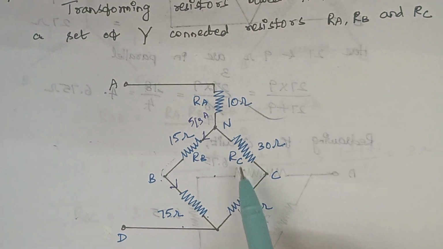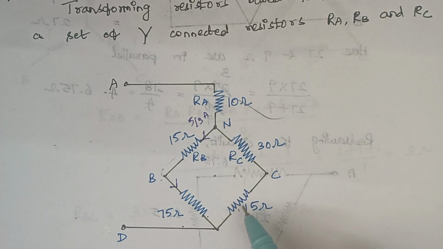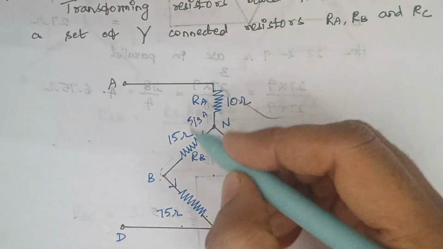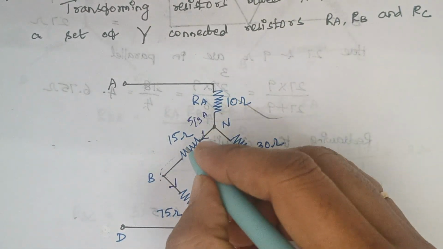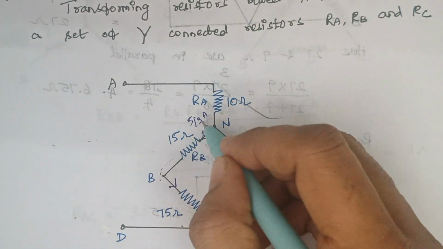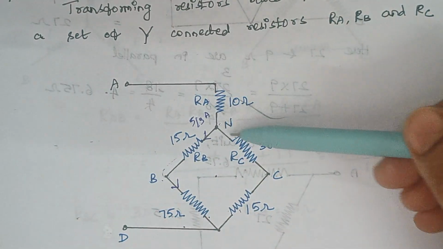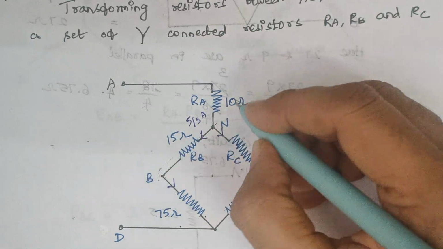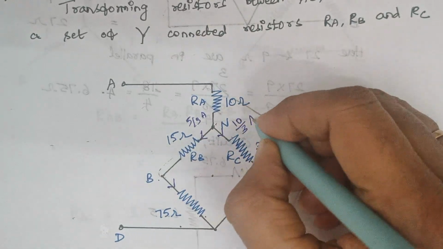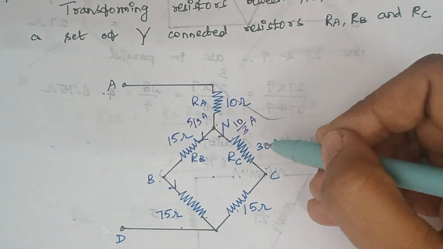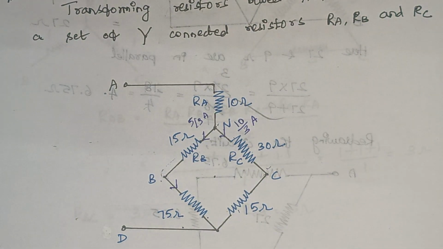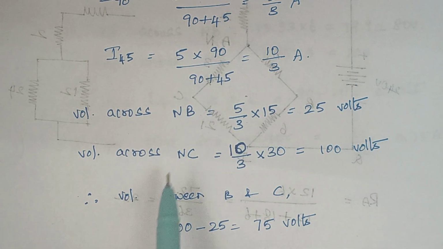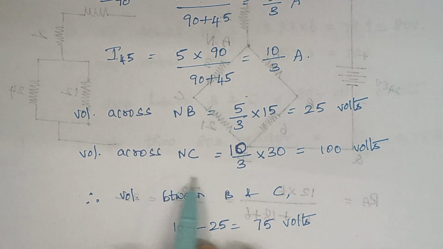So here we need to calculate the voltage. How to calculate the voltage? Voltage across this part is nothing but I into R. We know the value of I, we know the value of R, so just multiply. And similarly, the voltage across NC: the current flowing through this resistor is calculated as 10 by 3 amps, so 10 by 3 into 30 gives the value of voltage. This is what we had done here: the voltage across NB and the voltage across NC.